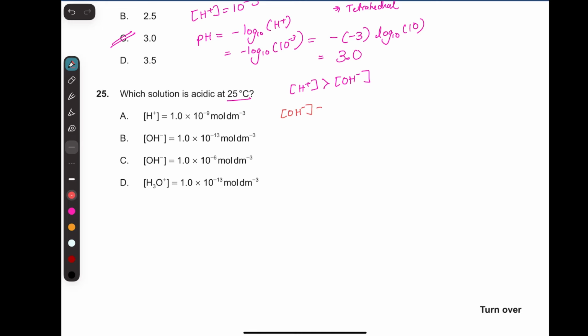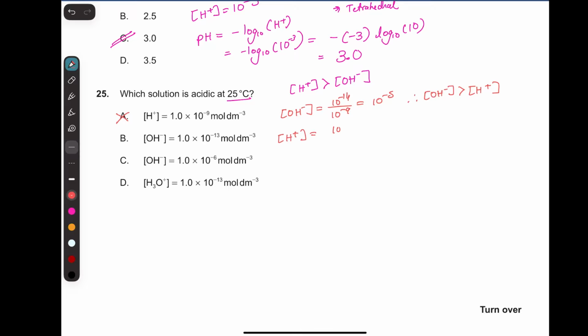Find the OH minus ion concentration. I'll do 10 to the power minus 14 divided by the H plus ion concentration, which is 10 to the power minus 9. Gives me 10 to the power minus 5. Now 10 to the power minus 5 is bigger than 10 to the power minus 9. So OH minus is bigger than H plus. This is wrong.